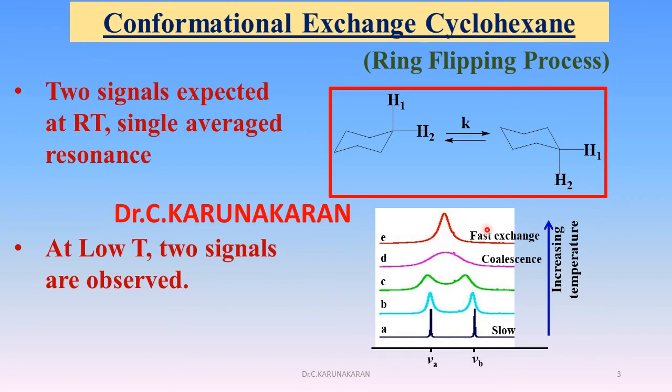At high temperature, a single average resonance is observed due to the fast exchange ring flipping process. The interconversion of axial to equatorial and equatorial to axial due to ring flipping is so fast. On decreasing the temperature, the two signals are resolved now.